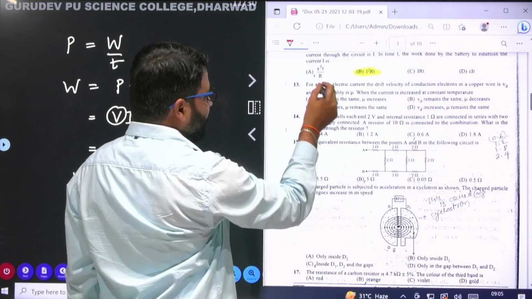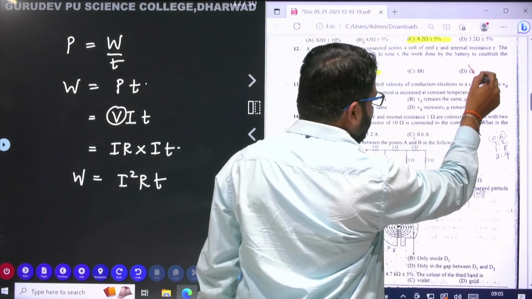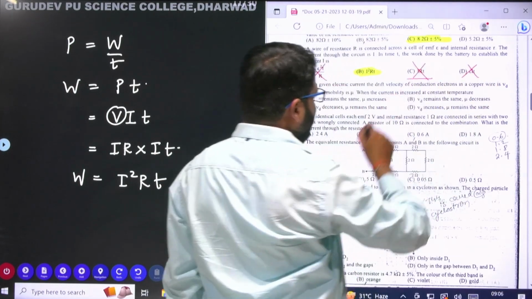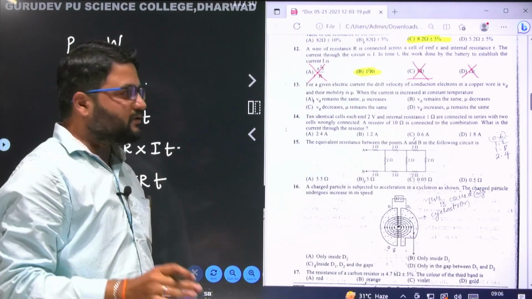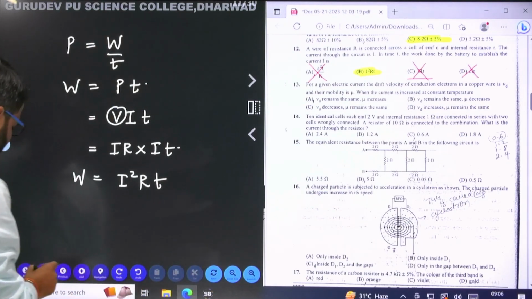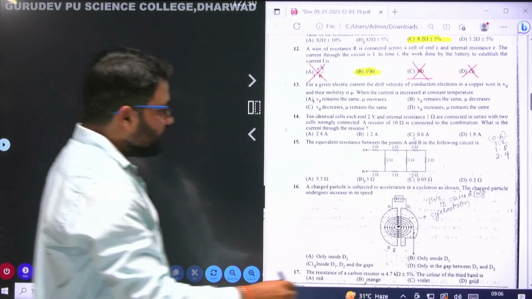The simple reason for that is this is obviously not right. You cannot take the other options which are involving EMF. The simple reason is there is presence of internal resistance in the question. Let's move to the next question now.